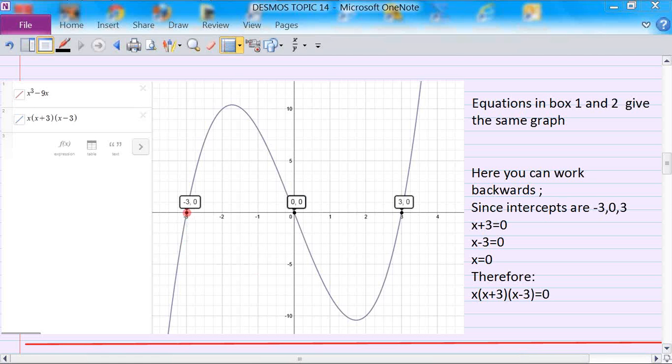So that's one thing, and you can see here you've got x-intercepts at minus 3, 0, and 0, 0, and 3, 0. So here you can work backwards. Since the intercepts are minus 3, 0, 3, x plus 3 must equal 0 because this gives you this value. x minus 3 equals 0 gives you that value, and x equals 0. So you put this, this, and this together, and you get the original equation. So this is working backwards from just knowing what the intercepts are.